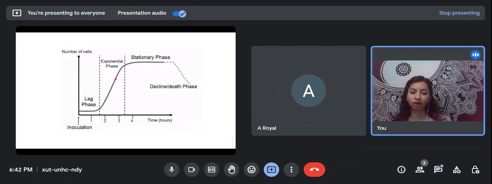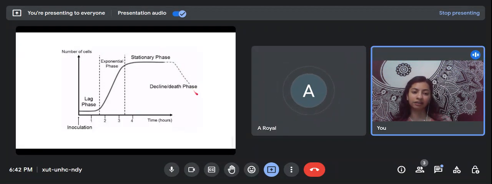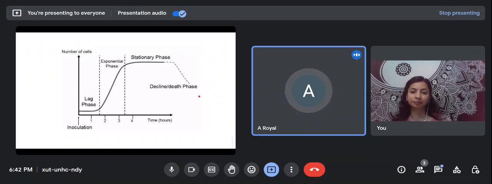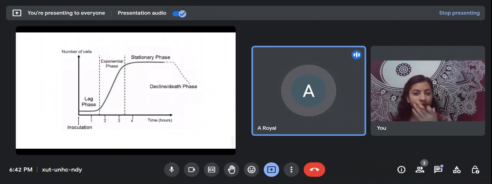Then you will have the exponential phase or the log phase, a stationary phase, and this is stationary because the amount of cells that are dividing and the amount of cells which are dying are the same. So the growth of the cells and the death of the cells is the same. And at one point, you will have a death or decline phase where the death rate has taken over the growth rate. Okay. So the answer is C. What is your doubt? Now you can tell.